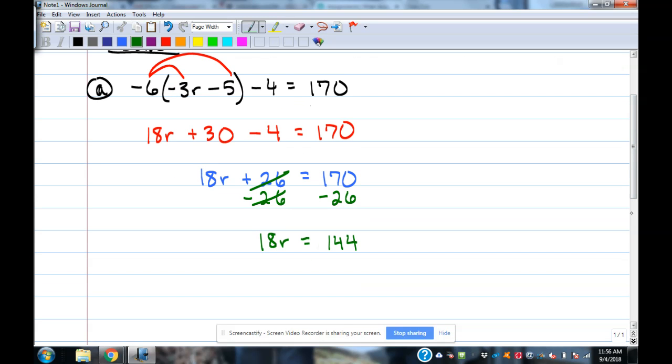And what's the last step solving that equation? Divide by the 18. How many times is 144 divisible by 18? 8. 8 times. We found our answer there. Okay, so that's the name of the game today. That's what you're going to be doing. Do that distributive property and simplify and then get the variable by itself. That's what we're going to be doing throughout the lesson today.